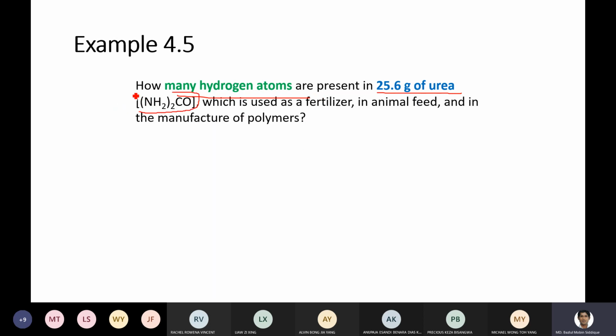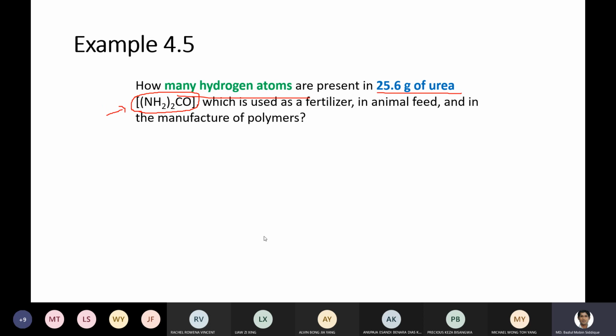And this is the molecular formula of urea. So far we have seen only sulfur and what else? But for this, it is a molecule. It is not only one single element. There are many different elements: nitrogen, hydrogen, carbon, and oxygen. So altogether it is a molecule, right?